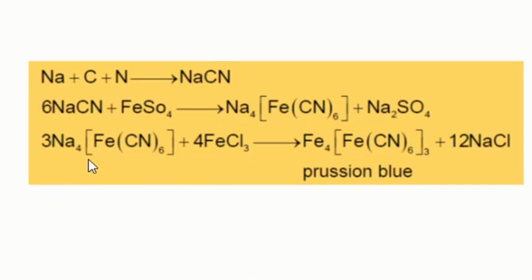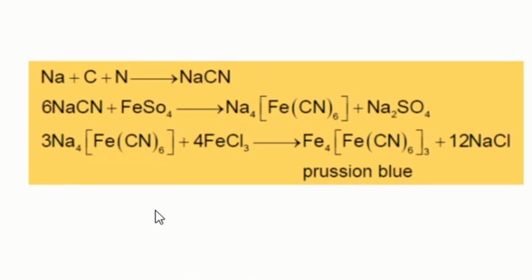And then we add ferric chloride, FeCl3. So what happened? This sodium is replaced with the iron. So this complex forms a Prussian blue color, or precipitate. So the formation of this color or precipitate indicates that the organic compound contains nitrogen.